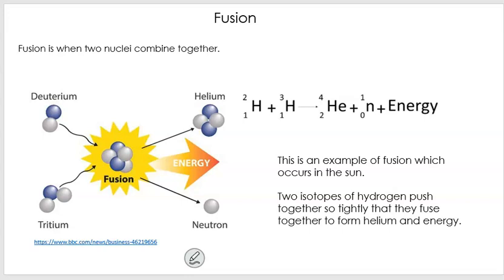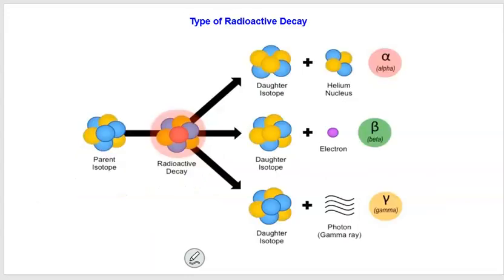And that's all I want to say about that. Let's look at types of radioactive decay. You can hear about alpha particles, beta particles, and gamma particles.